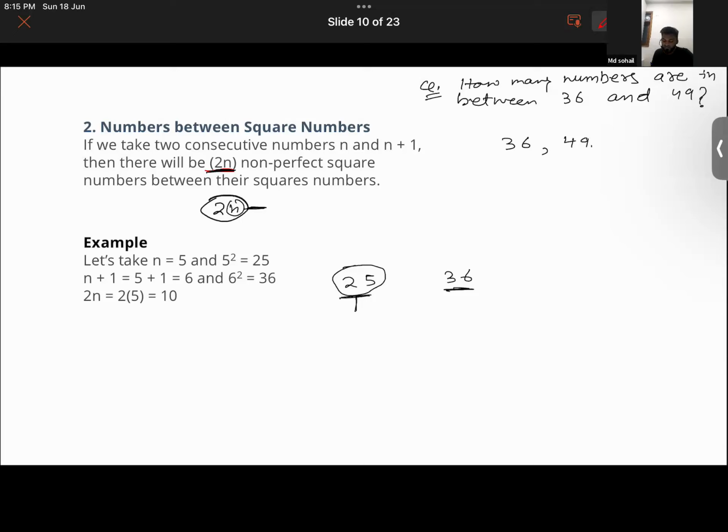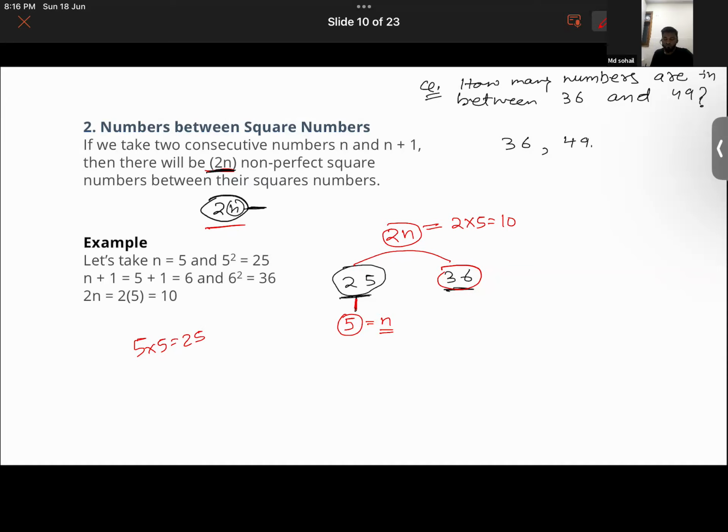First notice this here. 25 is the square of which number? It is of 5, like 5 multiplied by 5 gives you 25. So this 5 represents n here. And we know that the formula to find the numbers between these two square numbers is 2n. So now you simply put the value of n, that is 5, in this 2n. Remember how we solve these things in a linear equation in one variable. So it is 2 multiplied by 5 equals 10. I hope you got this now.